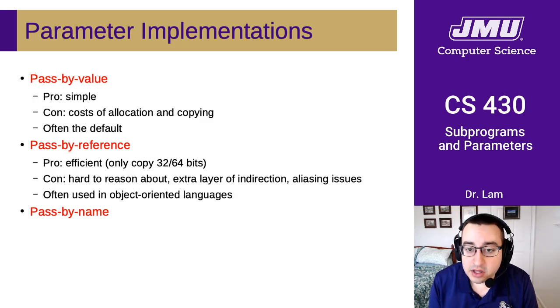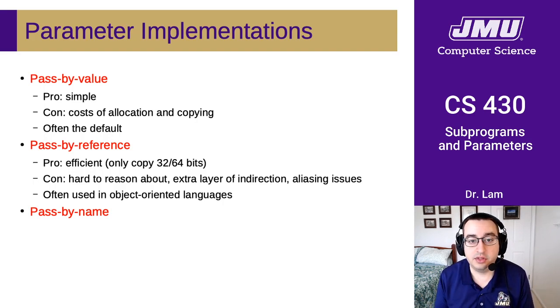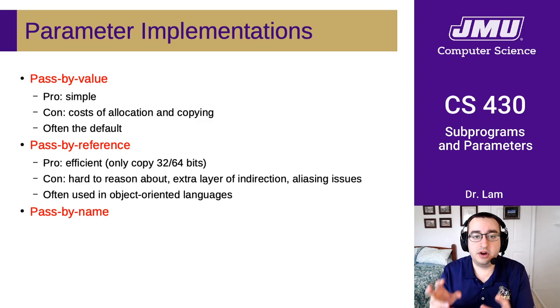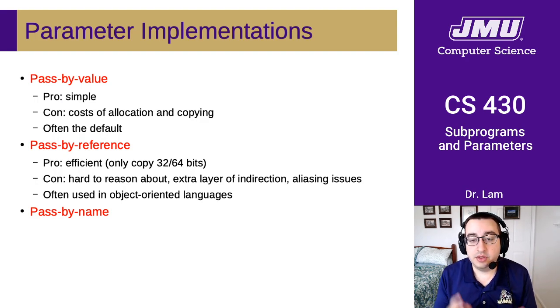Pass by reference is far more efficient, so this kind of solves the problem of having to copy an entire object. So instead of copying the entire object, you just copy the reference to that object that you're trying to pass in. So on most platforms, this is only 32 or 64 bits. But of course, the disadvantage here is that now you have to reason about changes that are happening inside the subprogram and how they might affect things that are allocated outside the subprogram. So you open the door to concurrency issues and things like that.